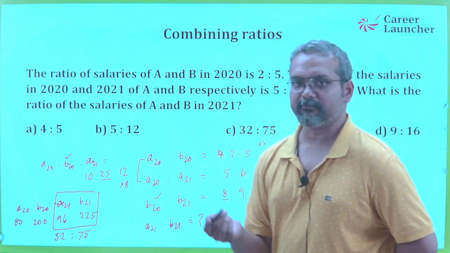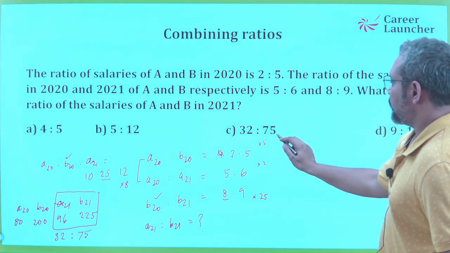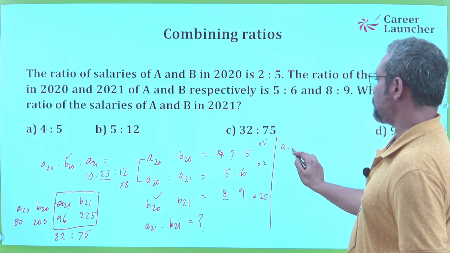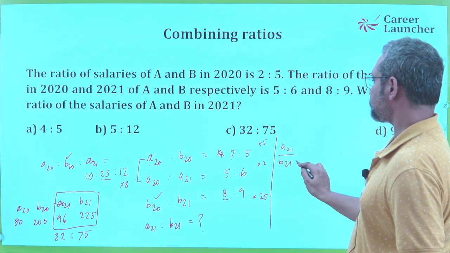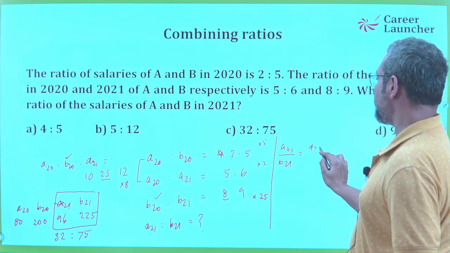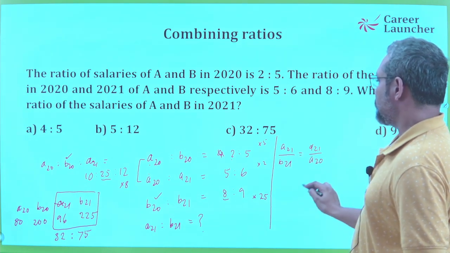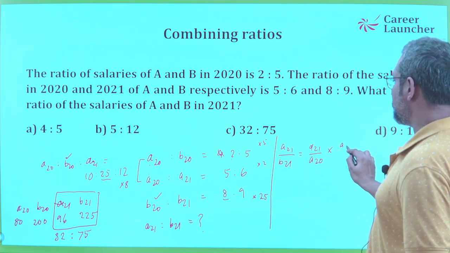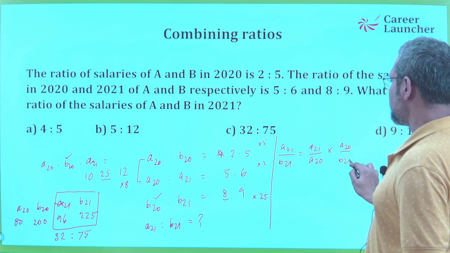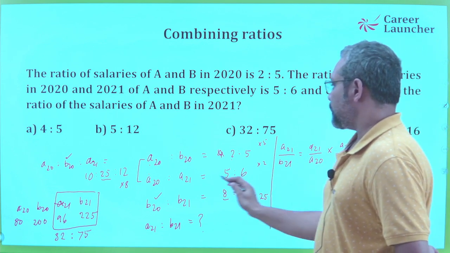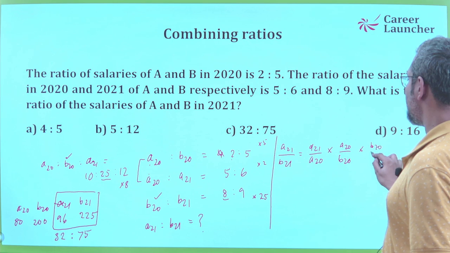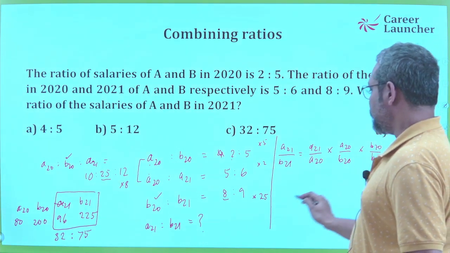So could we do something faster than this? See, let us write it as fractions. The question is asking A21 by B21. Let's write it as A21 by A20. Why? Because that is given to us. Now to get rid of this 20, we put A20 by B20. Why like this? Because A20 by B20 is given to us. Now to cancel out this, we put B20 by B21. Again, this is given to us.